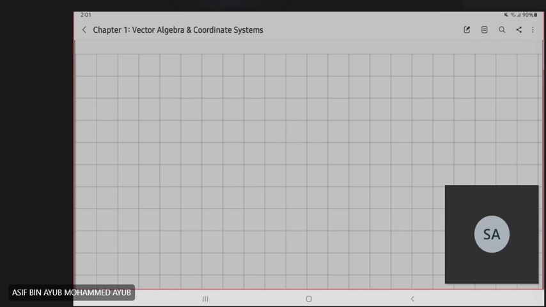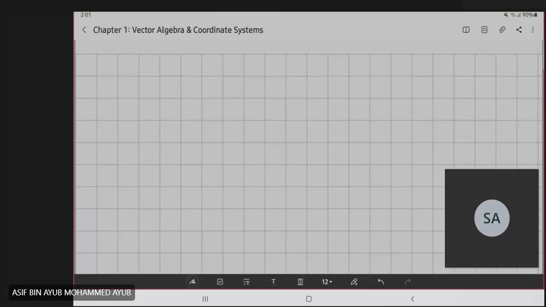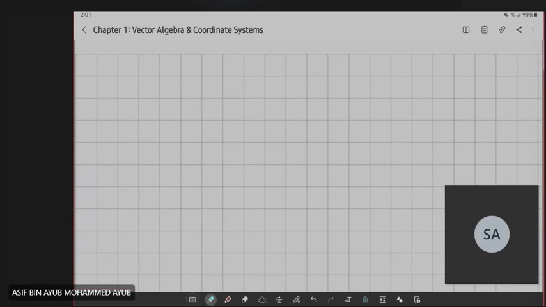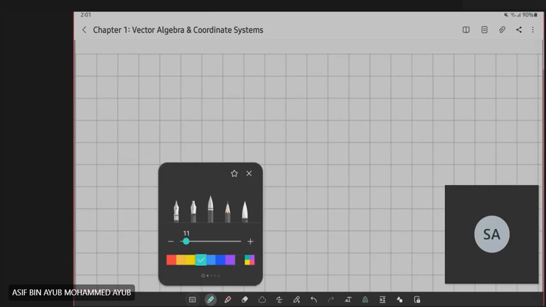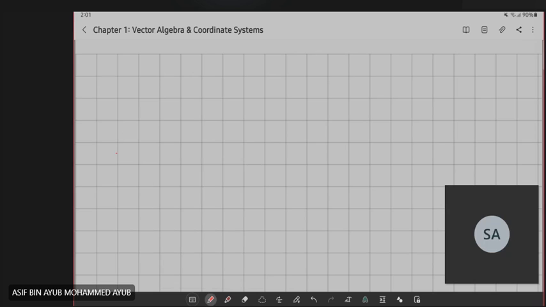The first chapter is going to be about vector algebra and coordinate systems. Now, you've probably been introduced to vectors before, and you've probably been told that a vector is anything that has an arrow. It's like an arrow pointing in space, and it has a magnitude and a direction.